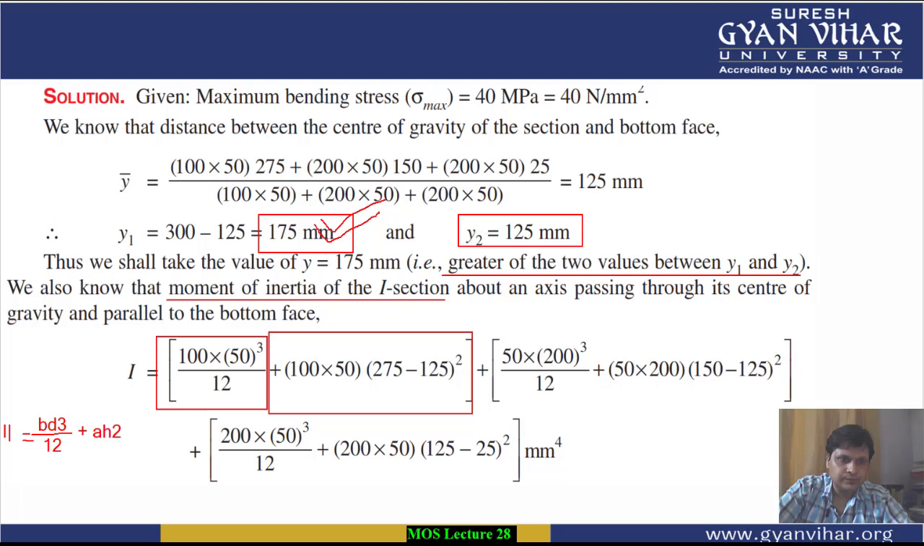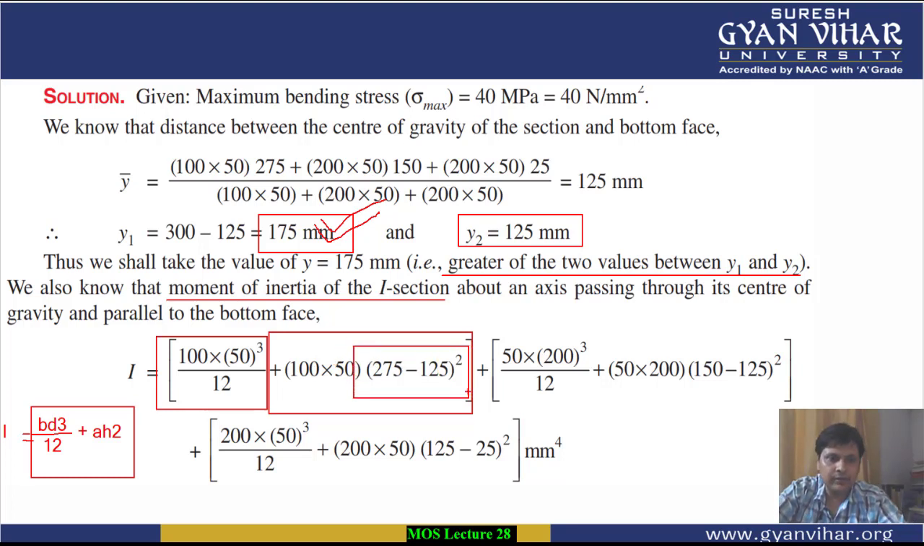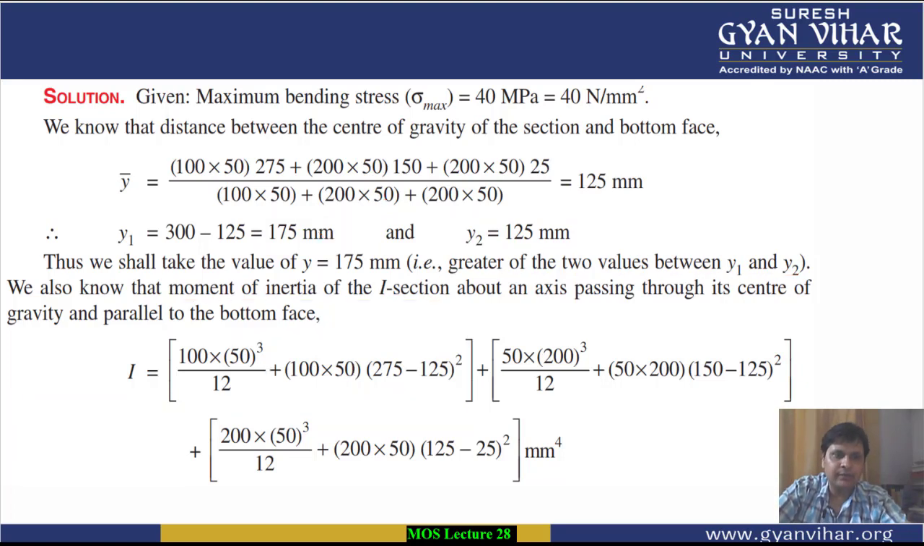So this will be equal to, if you put in the values, h you will have to calculate. Be attentive while calculating the value of h. H is basically the distance between the center of gravity of the individual sections which we have made: section 1, section 2, section 3.